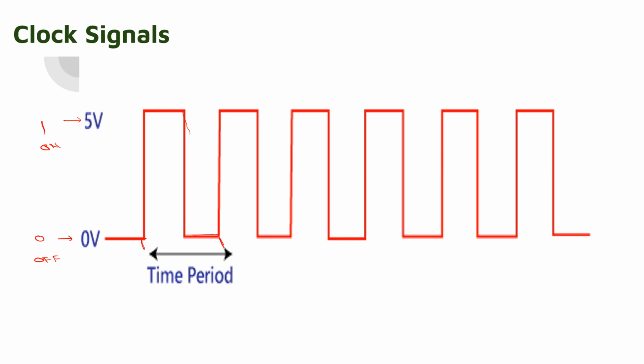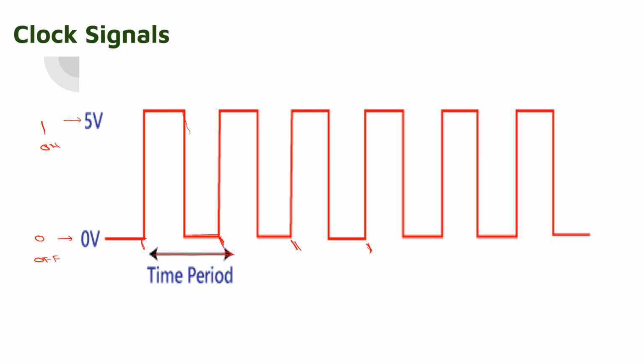Again a new cycle starts here, ends here. A new cycle again, one more new cycle starts here, ends here. From starting point to ending point, the time taken for this waveform is known as time period. So that is represented here, time period. That means starting point to ending point, the time taken for that cycle.